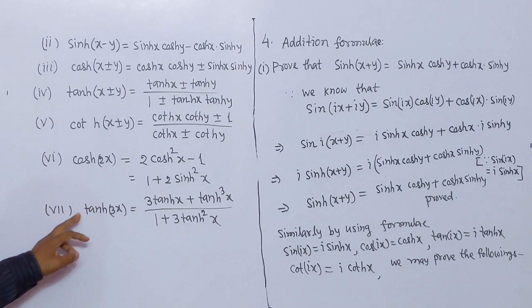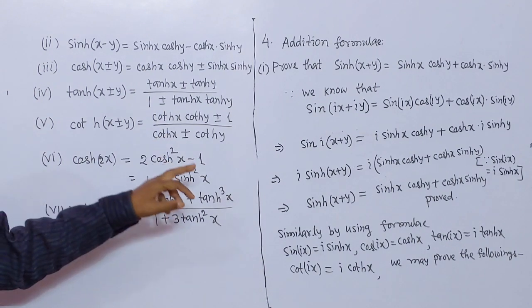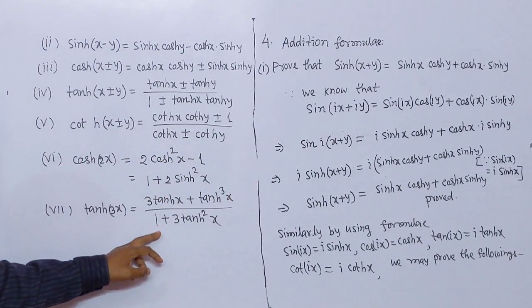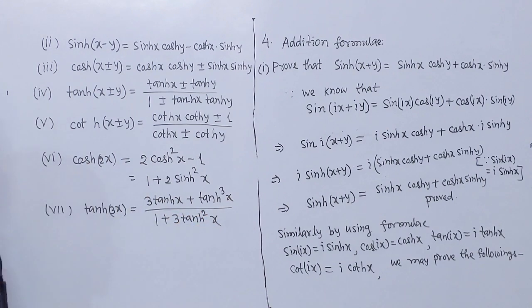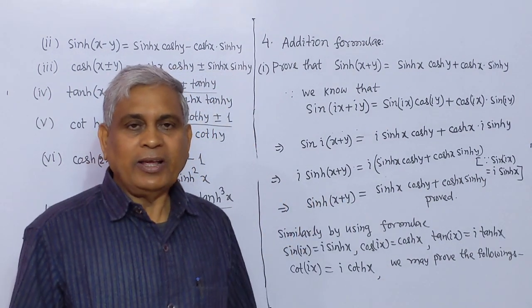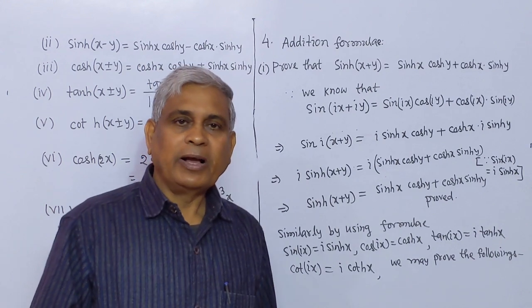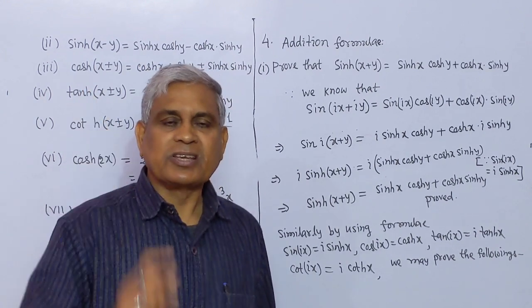Number 7, tanh 3x equal to 3 tanh x plus tanh cube x by 1 plus 3 tanh square x. So these are the formulas derived from the knowledge of the concept of hyperbolic functions.